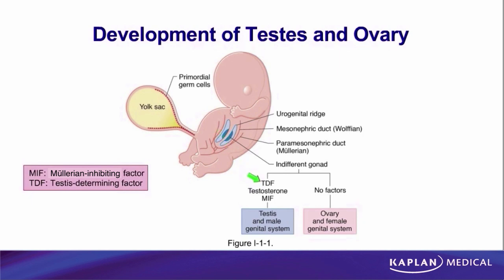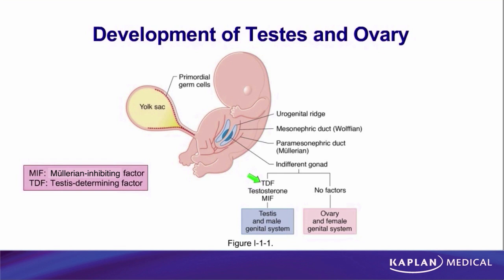But in the absence of TDF, in other words, if there is no Y chromosome, therefore there is no TDF, then that gonad will become an ovary as it was pre-programmed to do. So that's how we'll determine whether there'll be a testis or an ovary, by whether or not there is testis-determining factor. But of course, there's more to being a normal male than just having a testis. We need to have all of the other components of the male genital system, the ductus deferens, the epididymis, the prostate, and so forth. So how do we get all of that?